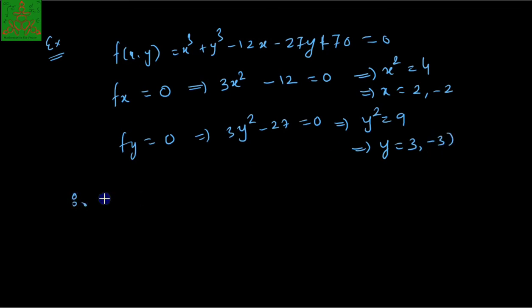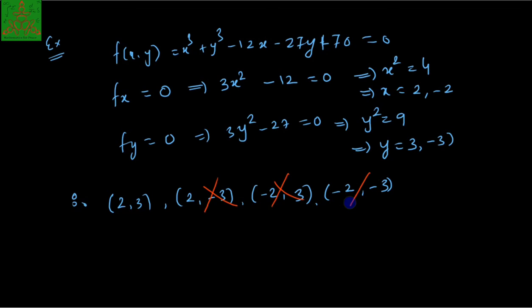So therefore the possible double points are (2, 3), (2, minus 3), (minus 2, 3), (minus 2, minus 3). Is any other combination left? No, only these 4 possibilities are there. Now from these 4, we will check whether any of these points lie on this curve or not. You just verify that these points are not on the curve; only (2, 3) lies on this curve.